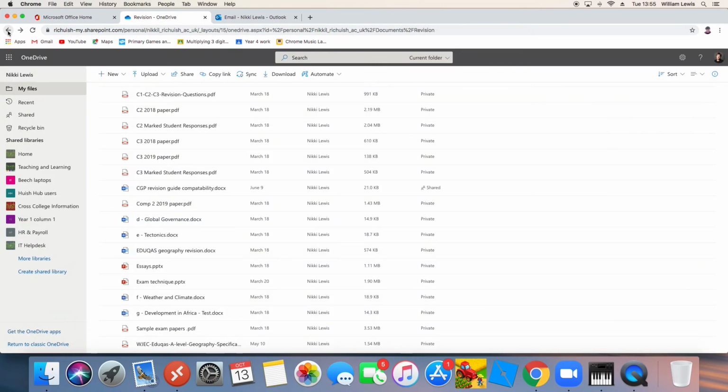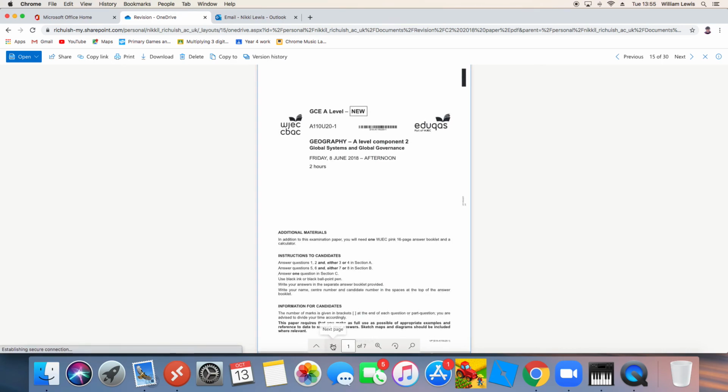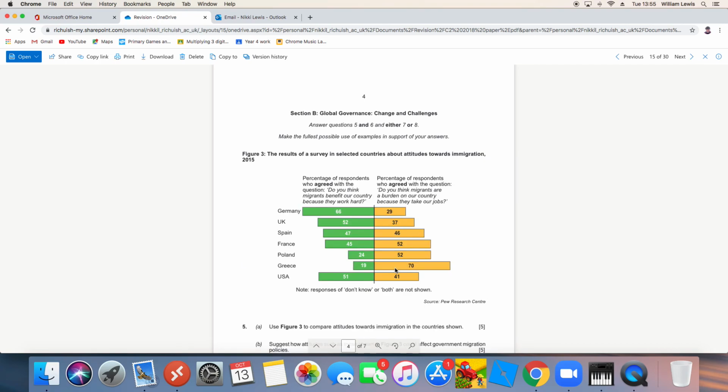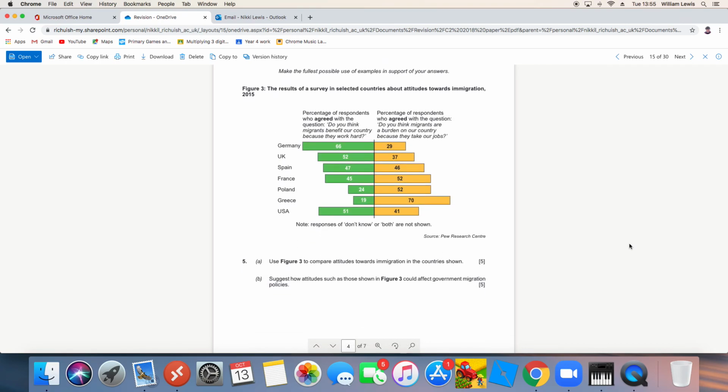And then finally, we had a look at page 80. Which I will just find for you. Okay, here we are. Again, part A, look at the graph, compare attitudes. Pick out countries that are quite kind about immigration, countries that are not very kind. Which countries have the most balanced feelings? Five different points about what that graph is telling you.